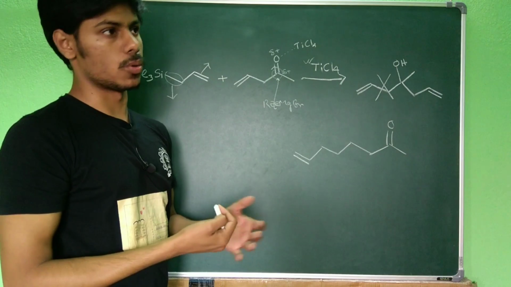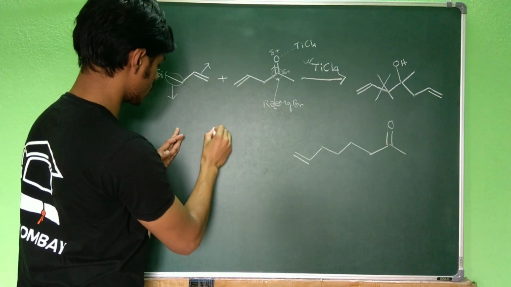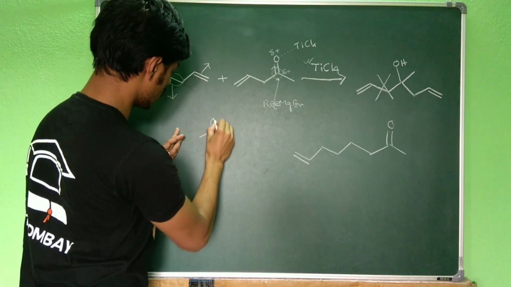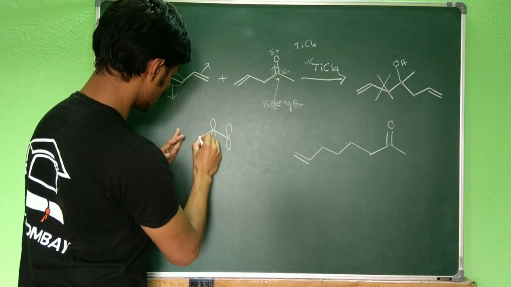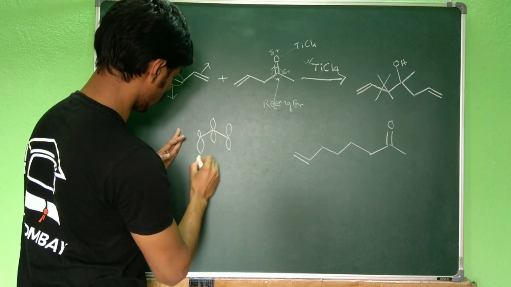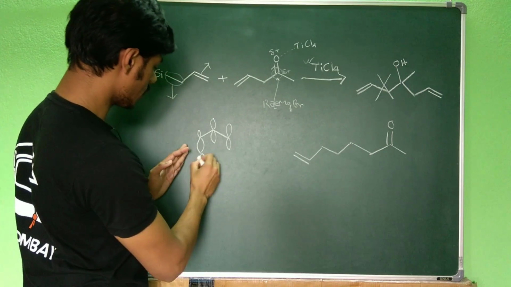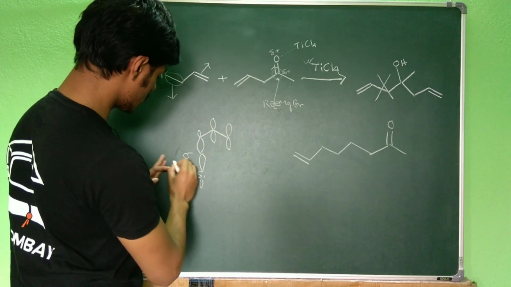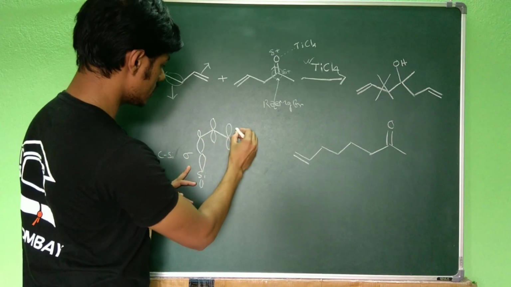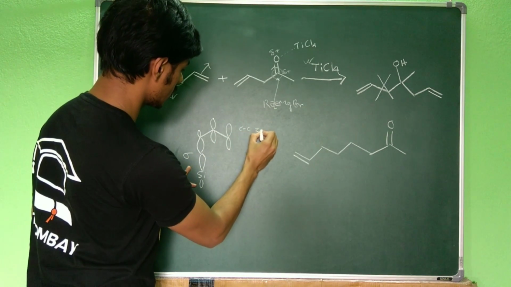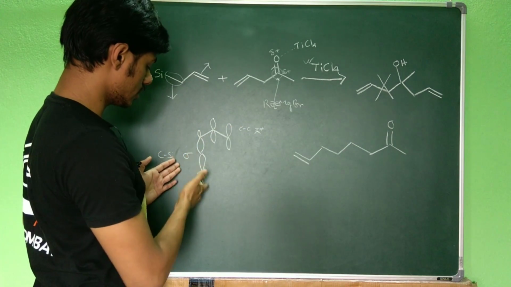Why is this so? If you consider this structure, you can see here you have the pi bond, and here you have the silicon group like this. So it is the sigma bond. So this is basically the C-Si sigma, okay, and this is the C=C pi star, right? This is the C=C pi star and this is the C-Si sigma.